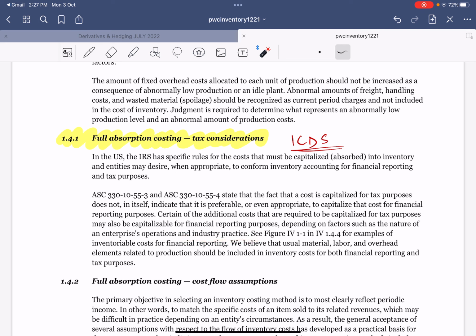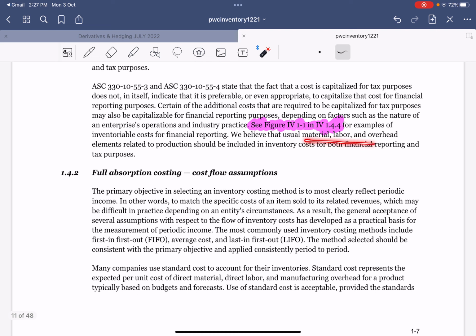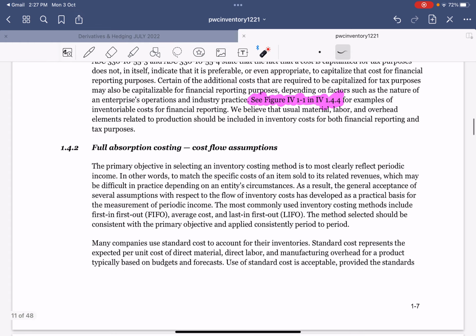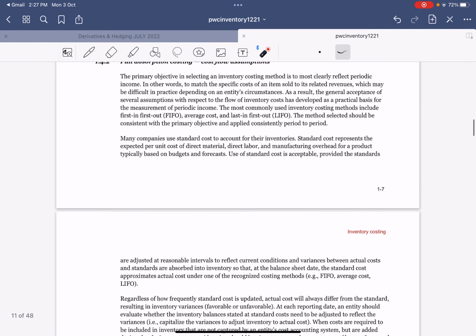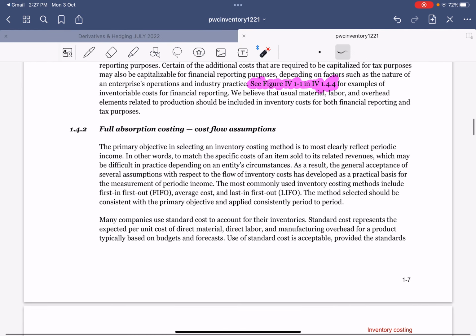So for examples we have to refer to this. It's pretty much simple. Cash flow assumptions. What are the cash flow assumptions?